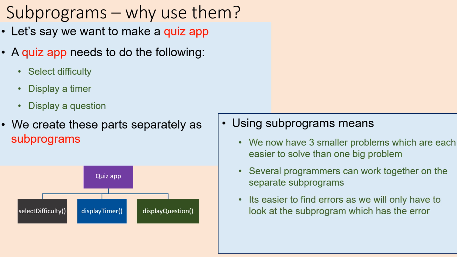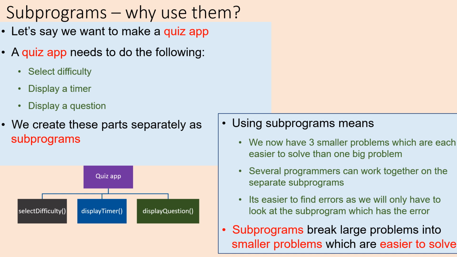It's also going to be easier to find errors, because if there was an error with the timer, we could just look in the display timer subprogram rather than looking through the whole code. That's particularly useful if we've got a logic error that we need to find. They can be quite tricky. So subprograms break a large problem into smaller parts, smaller problems, which are easier to solve for some of the reasons that we've talked about here.